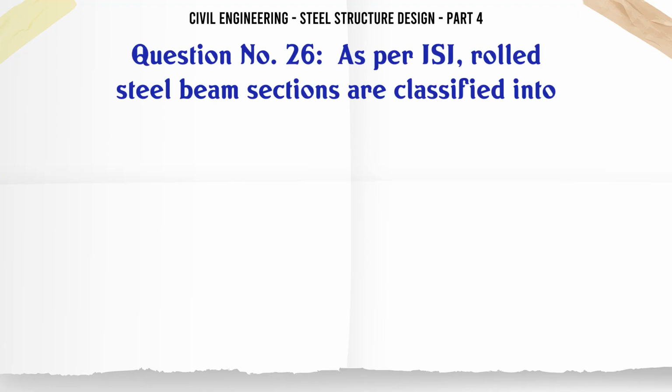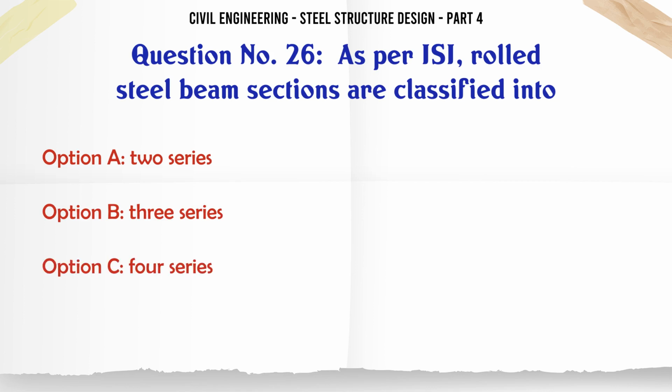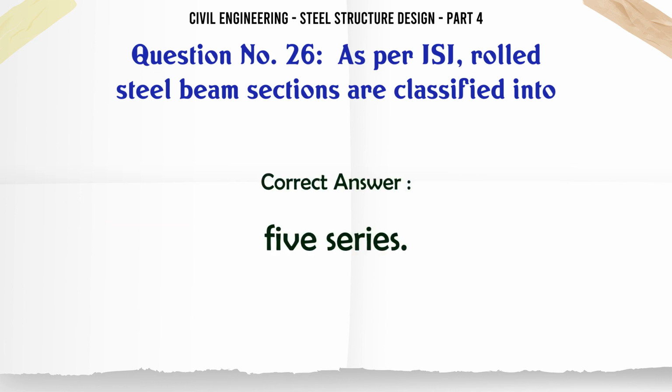As per ISI, rolled steel beam sections are classified into A. 2 series, B. 3 series, C. 4 series, D. 5 series. The correct answer is 5 series.